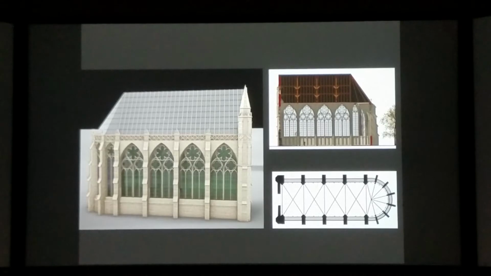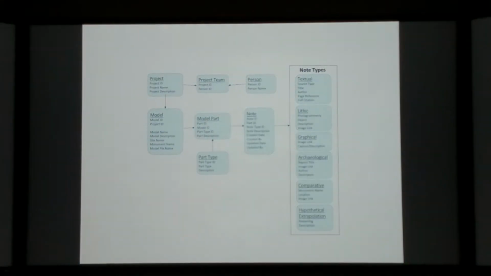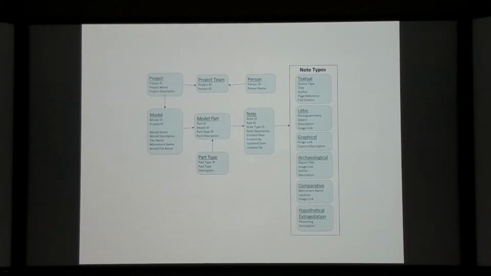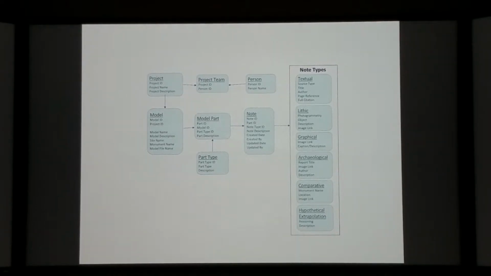Working with Anthony and other scholars involved in 3D reconstructions, we're trying to develop standards for attaching this information to the models. And at the moment, here's a data model on which I'm currently working. As you can see, I have identified 7 key evidence types for historical reconstructions. There's textual, lithic, archaeological, comparative, and my favorite, hypothetical extrapolation. That's sort of the sheer hypothesis part. And I have identified these as annotation types, and any part of the reconstruction would include any combination of these.